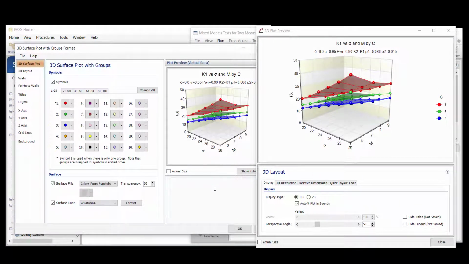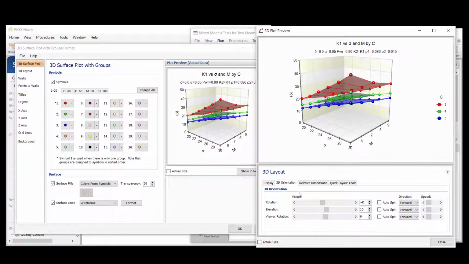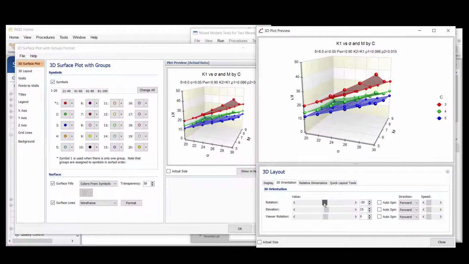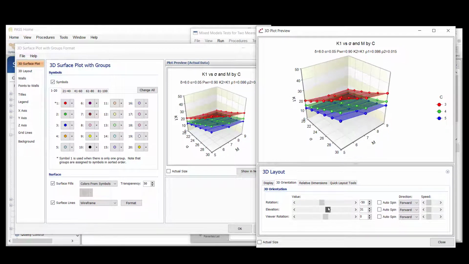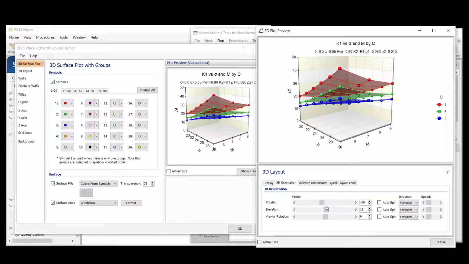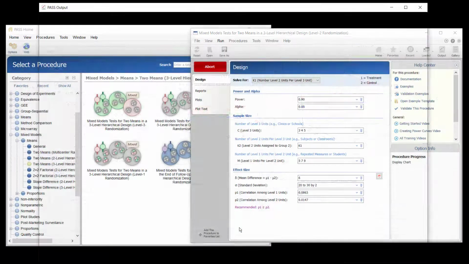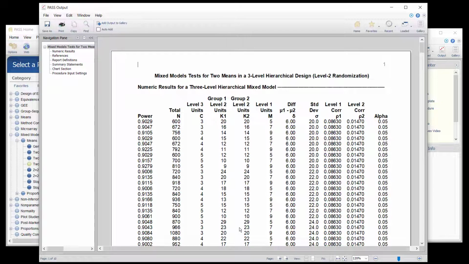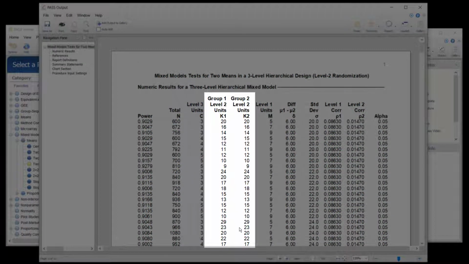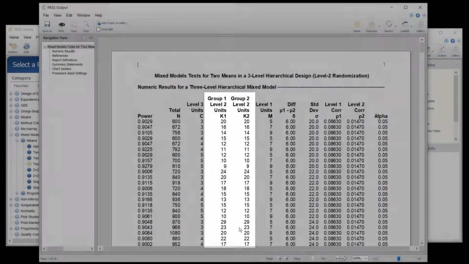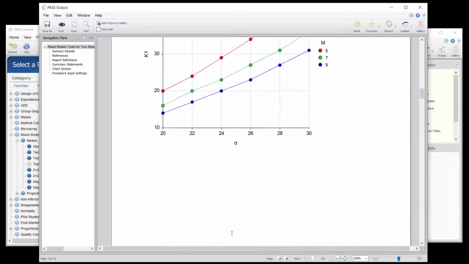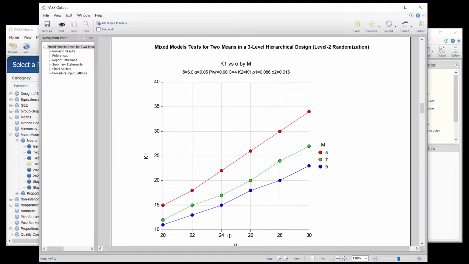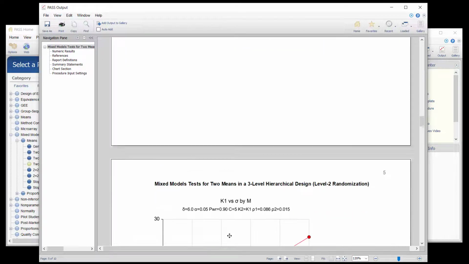The live rotation 3D plot gives us a look at the effect of all varying parameters in a single plot. The first report shows the number of doctors needed from each outpatient facility to achieve the desired power. The various plots can be used to visually compare the effects of the parameter values.